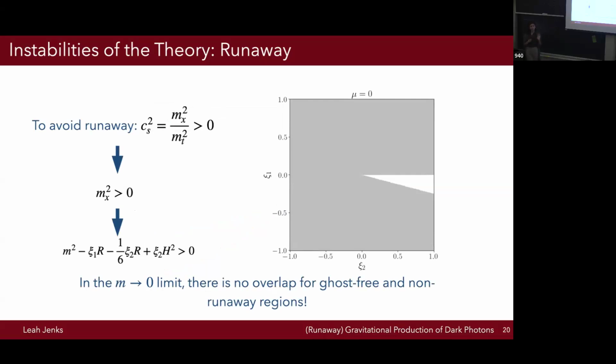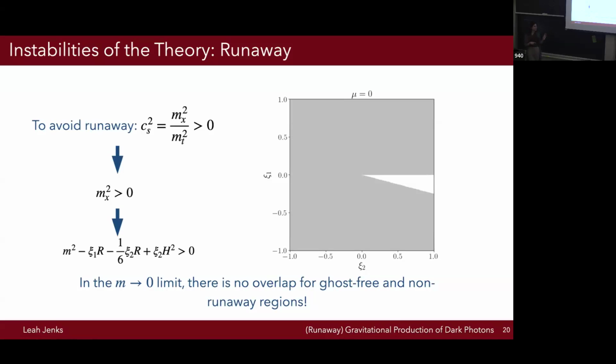So again, taking m to 0 to get some intuition for where this parameter space is, this carves out this little triangle on the right of the plot. You'll recall that the ghost-free region is here and on the top left. And so in this m goes to 0 limit, there's actually no overlap between these two regions. So the only valid point to avoid both this runaway instability and ghosts in your theory is C1 and C2 are both equal to 0.